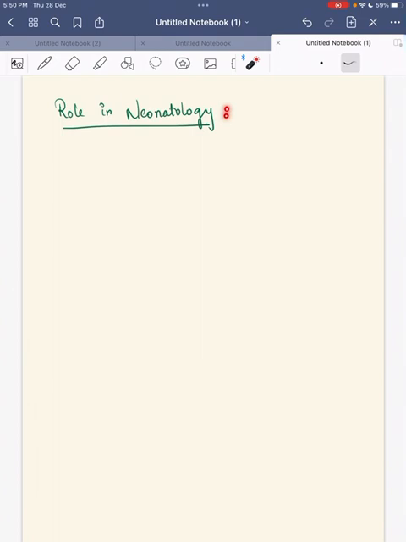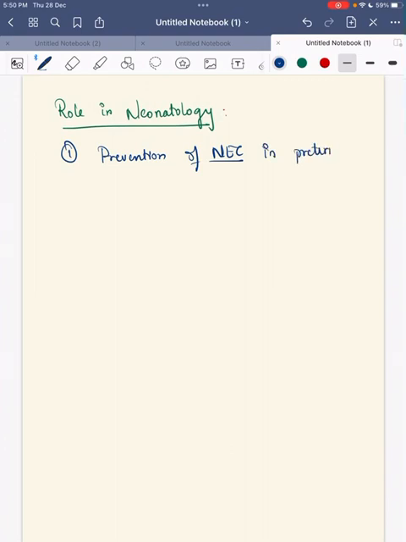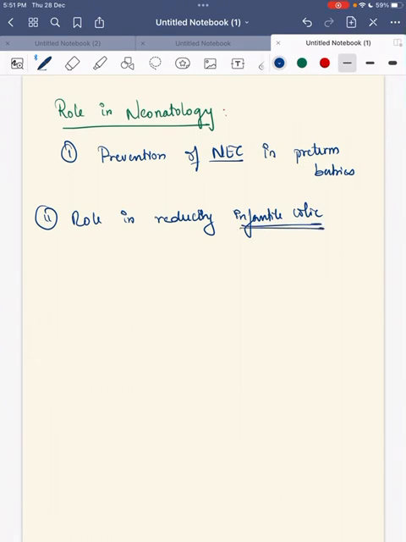So what is their role in neonatology? First, they are mainly used for prevention of necrotizing enterocolitis (NEC) in preterm babies. Second, they have a role in reducing infantile colic.